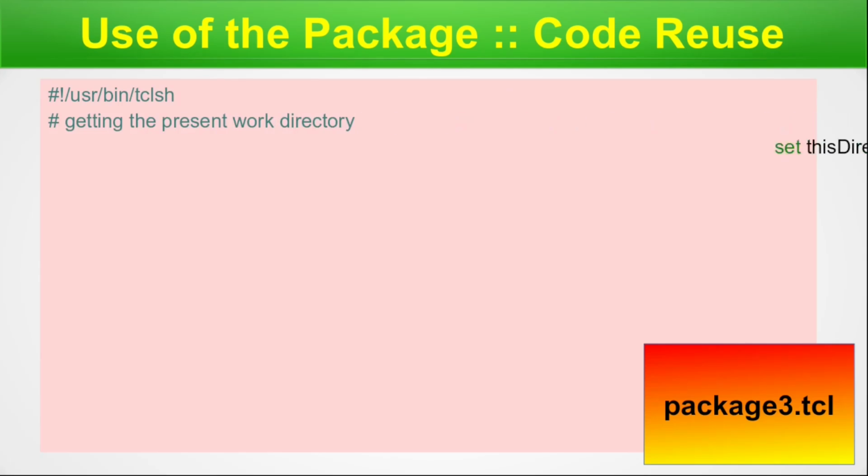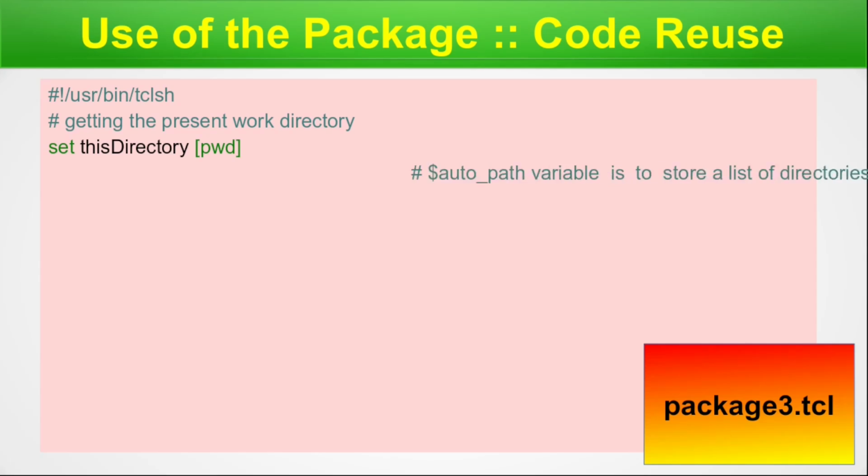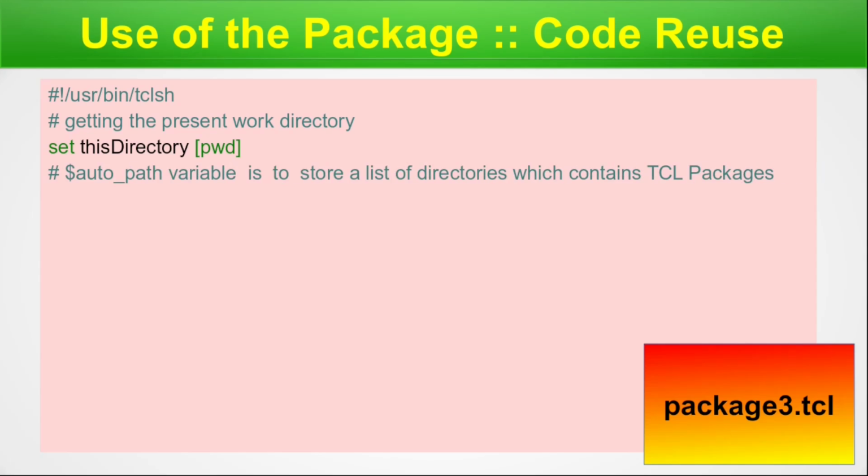Next, getting the present working directory. You are already familiar, you have seen the example in this video. We set this directory with the Tcl command pwd. Then auto_path: $auto_path is a variable to store a list of directories which contain Tcl packages. So this is very important, you have to use this.